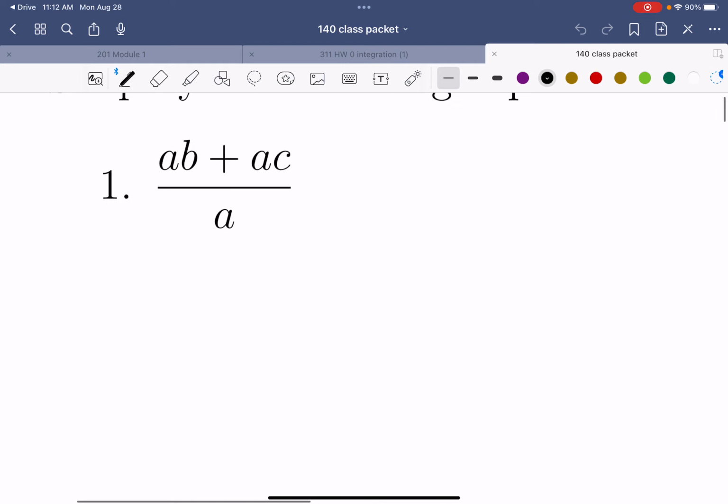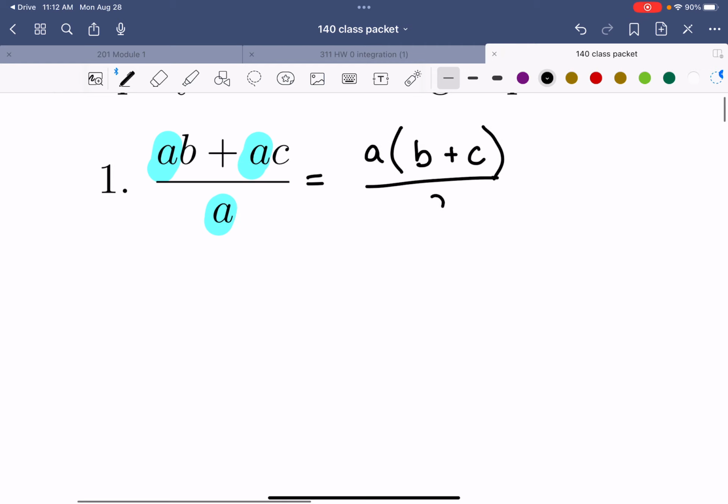The first one is this one. So if you have AB plus AC all over A. What we want to notice here is that there is an A in each of these three terms. And so that means that what I'm allowed to do here, and we're going to get into this in detail, but when they both have an A, I'm allowed to factor that A out. So I'm going to bring that A in the numerator out to the side. And that leaves me with B plus C when I pull it out as a common factor.